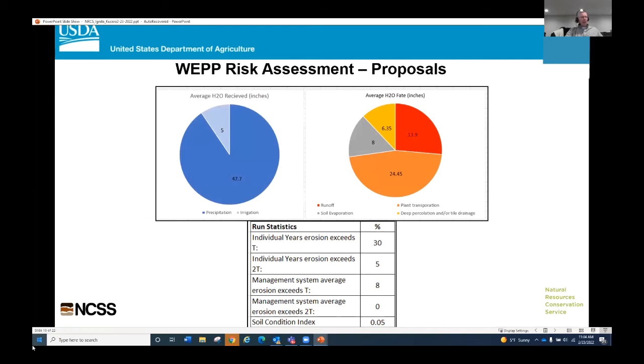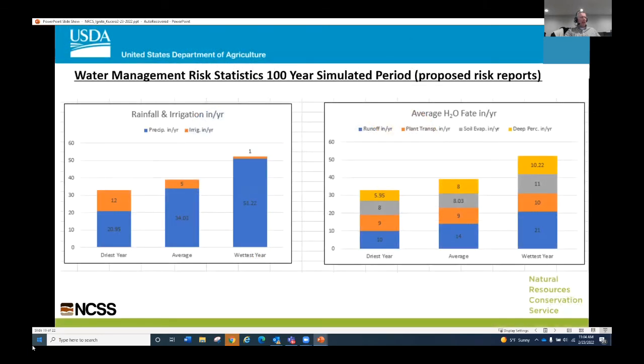Here are some proposals that we're working on for both WEPS and WEPP risk statistics, single page reports, where we can look at the number of years beyond T, the percentage of years, what's happening to your water. We can also bring irrigation into play on how much irrigation may be needed in drought versus normal versus extreme rainfall years. Here's some graph statistics. Again, we could run these on an ecological site, modal concept, rainfall and irrigation in a very dry year versus the wettest year, and then what's average.